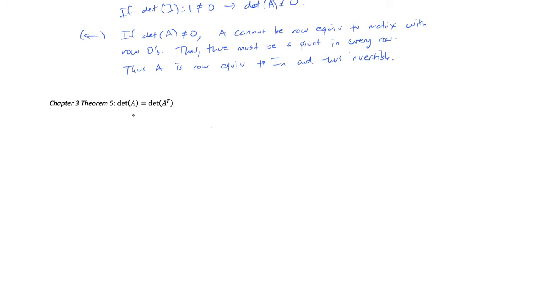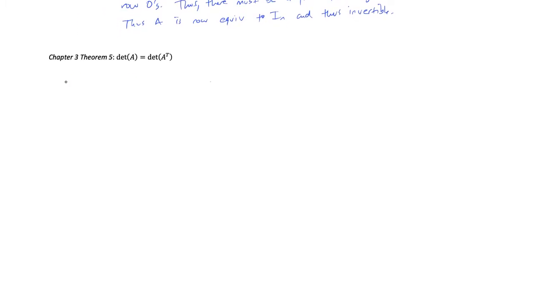Okay, so now we have another theorem that says the determinant of A equals the determinant of A transpose. We're not going to prove this in general, but we'll look at the proof of the 3×3 case. So let's say we have this A, which is A, B, C, D, E, F, G, H, I. And then we have A transpose, which is flipping the rows and the columns.